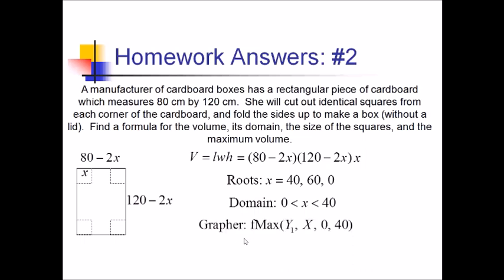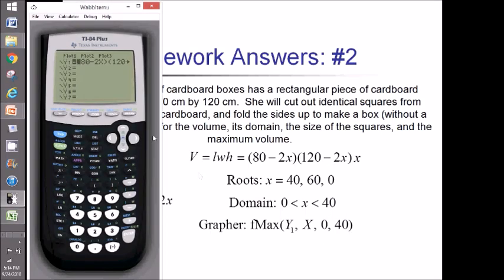So here's the general setup. If you've got your volume function entered in y1, you can do fmax y1 comma x comma domain values 0 and 40. Let me show you on the calculator. So I'm here in my y equals at y1, and I've entered the whole function in here. I'm going to use it a few times anyway.